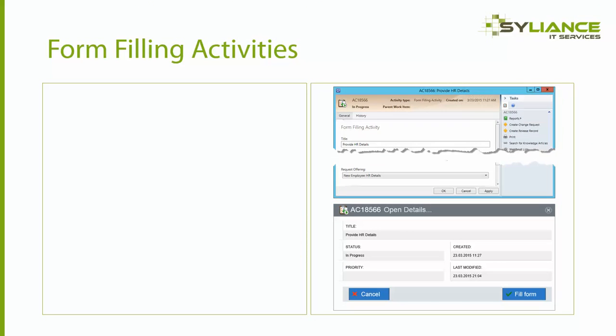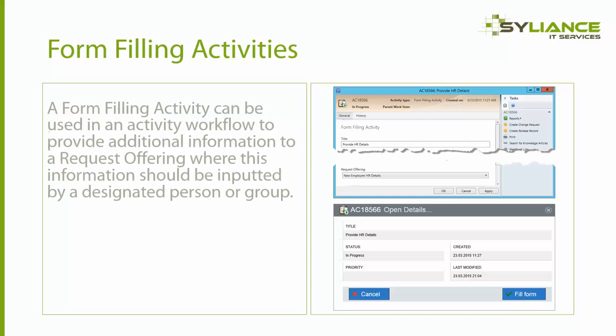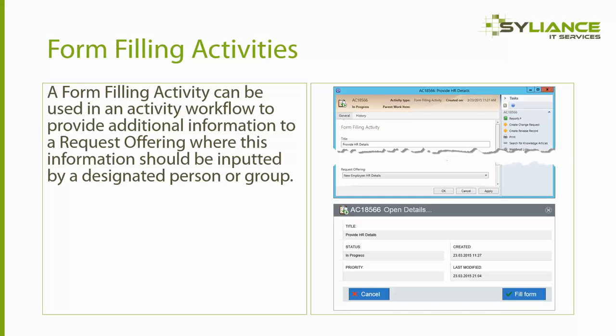The next type of activity is the form filling activity. A form filling activity allows you to chain multiple request offerings into one service request. So basically you would use a form filling activity inside an activity workflow and ask a person or group to provide additional information to a request offering.